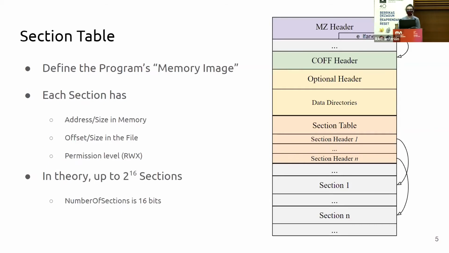Now, after the data directories, we find the section table, which defines how the program looks like once it's loaded in memory. Each entry in the section table defines a section, which is a homogeneous and contiguous portion of memory that has the same permission level in terms of read, write, and execution permission. Each section is defined by its address and size in memory, its starting offset and size within the file. In theory, the format supports up to 2 to the 16th power sections, and that's a limitation due to the length of the number of sections field.